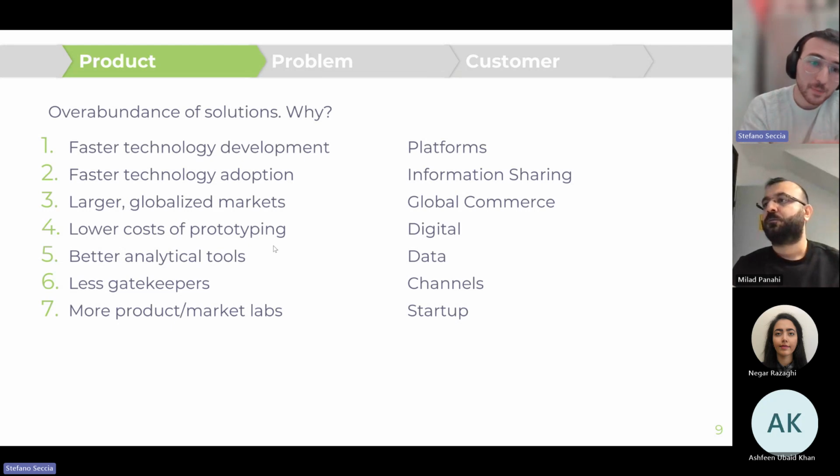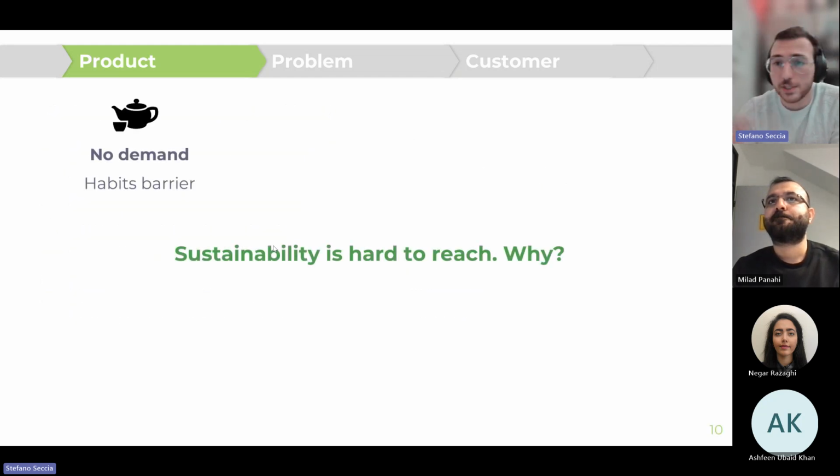We have fewer gatekeepers because we can go to market ourselves much faster and easier than ever before. This is particularly true in the case of digital products. They don't require expensive initial capital costs. So the problem is not on the solution side. Many of these solutions are not sustainable long term, and in general, sustainability is very, very hard to reach. Why is that the case?